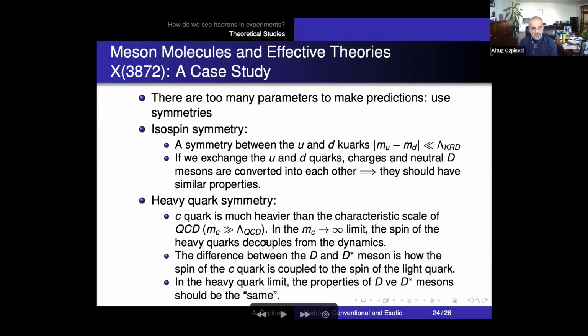But if you just decouple the charm quark spin, the only thing left is the spin of the light quark, and the spin of the light quark in both D and D star meson should be the same. So D and D star should have the same mass. And if you actually look at the masses, they are very close to each other. And the difference in their masses actually gives you an idea about the breaking of this heavy quark symmetry.